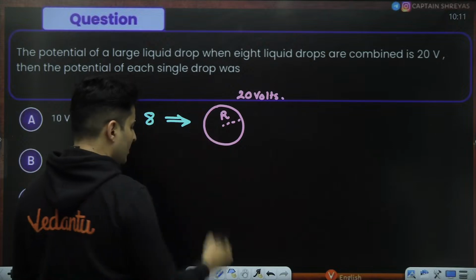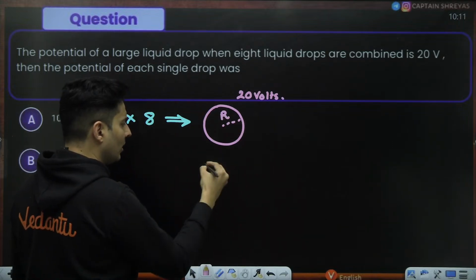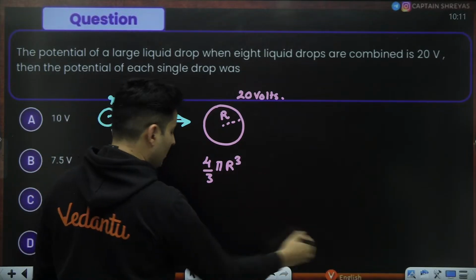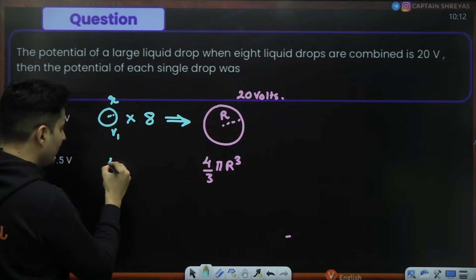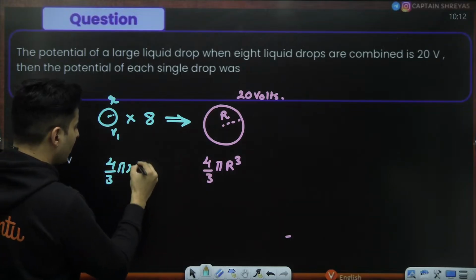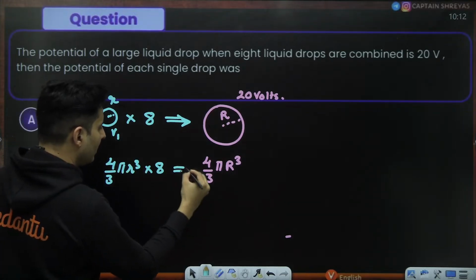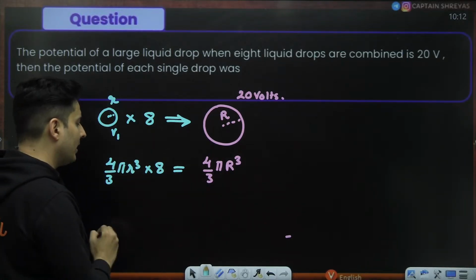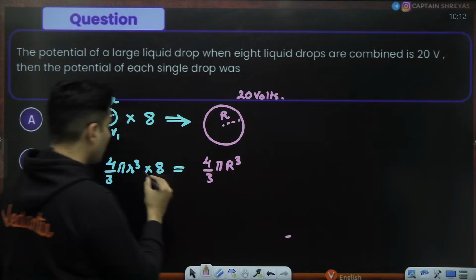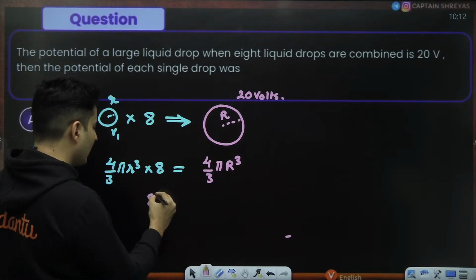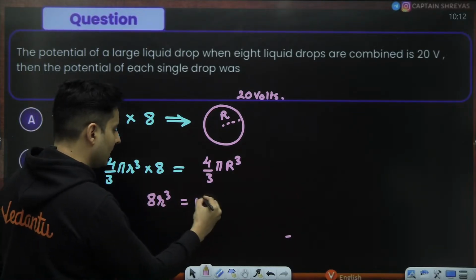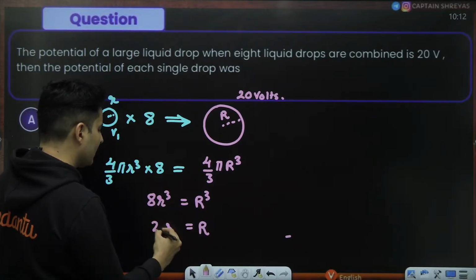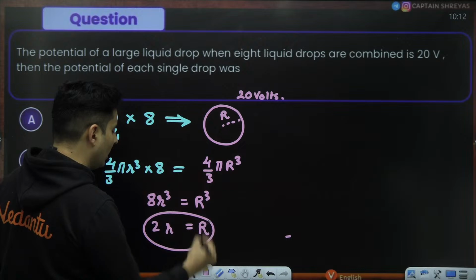First of all, let's use volume conservation. The volume of the big sphere will be 4/3 pi R cube, and the volume of the small sphere will be 4/3 pi r cube, but 8 of them together give you the volume of the big sphere. 4/3 pi will definitely cancel out, and we are left with 8 times r cube is nothing but capital R cube. Therefore, if you take cube root, and cube root of 8 is nothing but 2, so R is nothing but 2 times r.